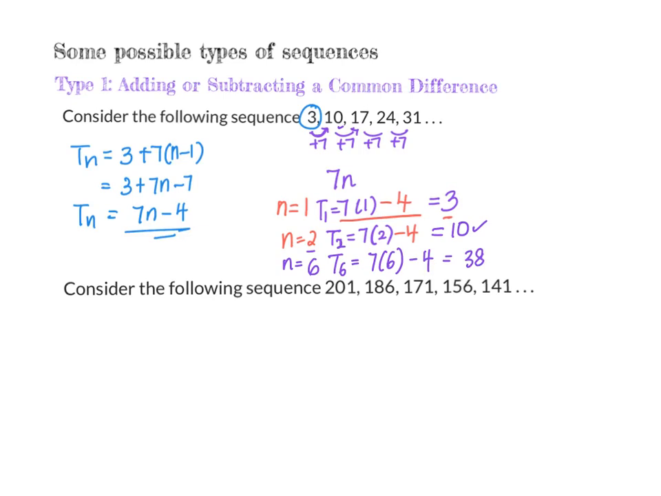Let's check. Term 1, 2, 3, 4, 5. How do I get term 6? I'm going to add 7 and it gives me the number 38. So therefore, this formula here, 7n minus 4 is true. And the general term will now be 7n minus 4.